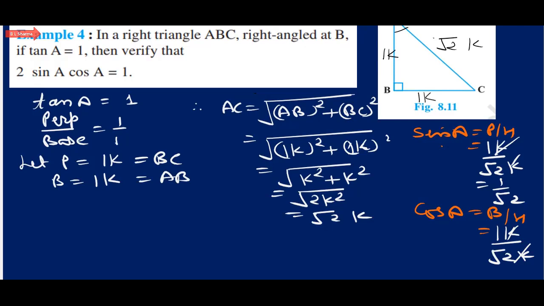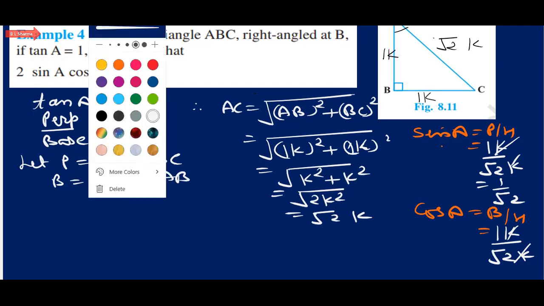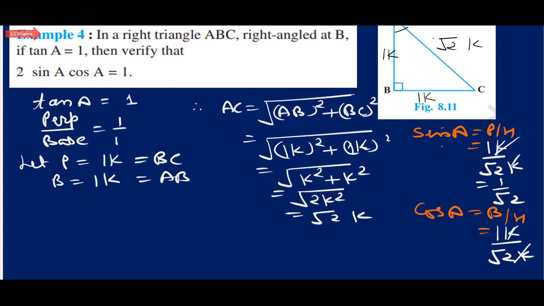Therefore, now we come to this point. Yes. 2 into sin A, in place of sin A, you can write 1 upon root 2. Then cos A, in place of cos A, you can write 1 upon root 2. So that is 2 upon root 2 into root 2, that is 1, and that is right hand side, and this is verified. So 2 sin A cos A in this case is 1. This is all about example number 4.